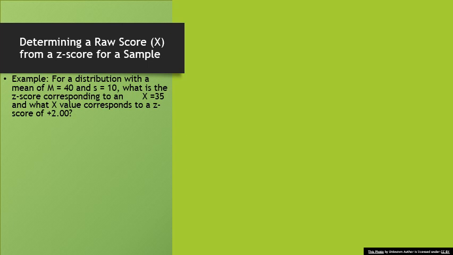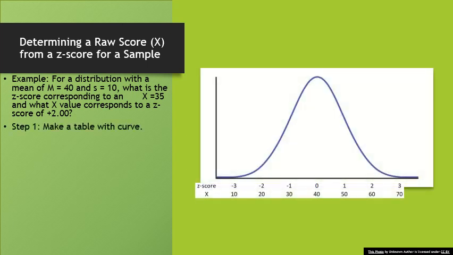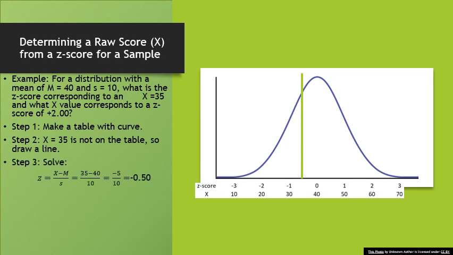Example: for a distribution with a mean of 40 and standard deviation of 10, what is a z-score corresponding to a score of x equals 35, and what x value corresponds to a z-score of 2? Step 1, you're going to make a table with the curve. Your table should be made using the mean of 40 and standard deviation of 10. Step 2, you find x equals 35 on the curve. Notice it's not there, so you draw a line at approximately where it would be.